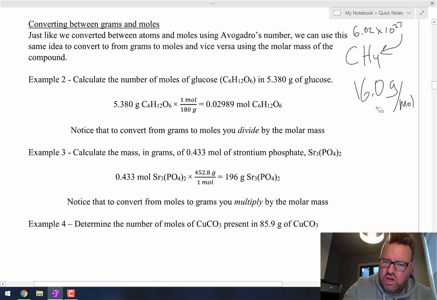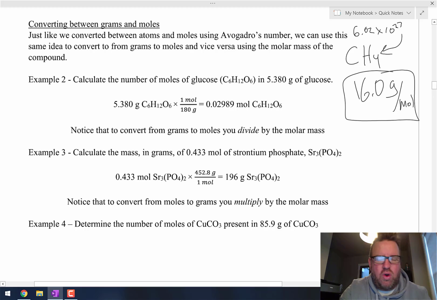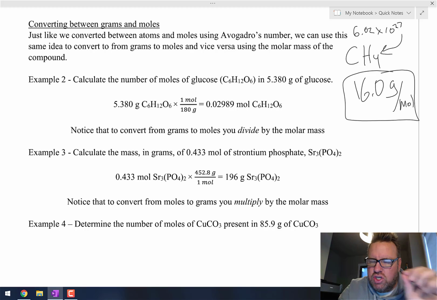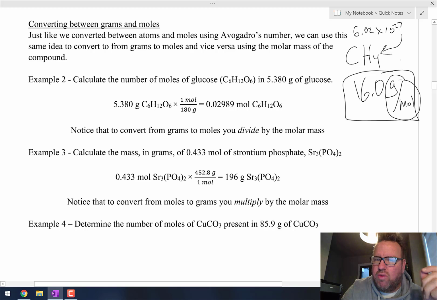We can use those 16 grams per mole, or whatever the molar mass happens to be, to convert between grams and moles. Just like what we did earlier when we converted between the number of oranges and a dozen, we can do the same thing here with grams and moles. Let me show you an example of this.